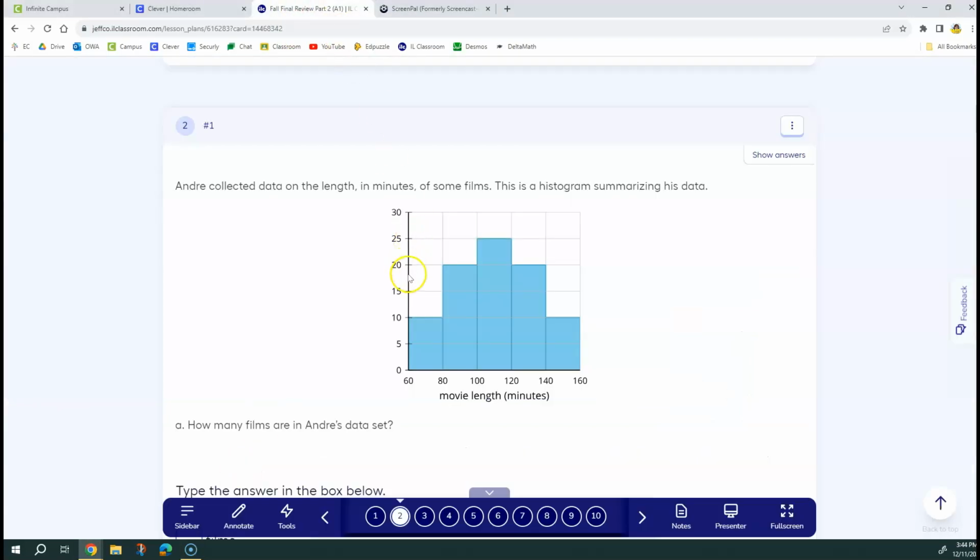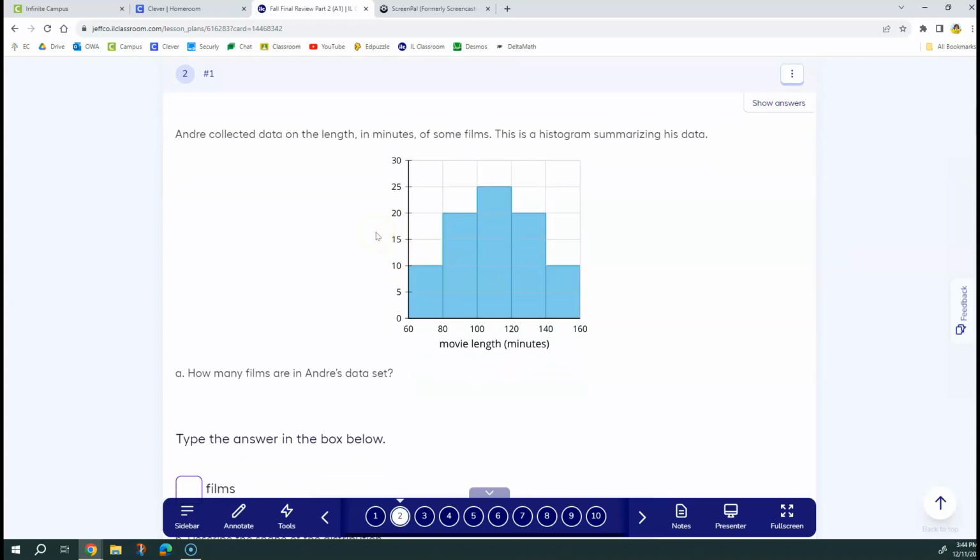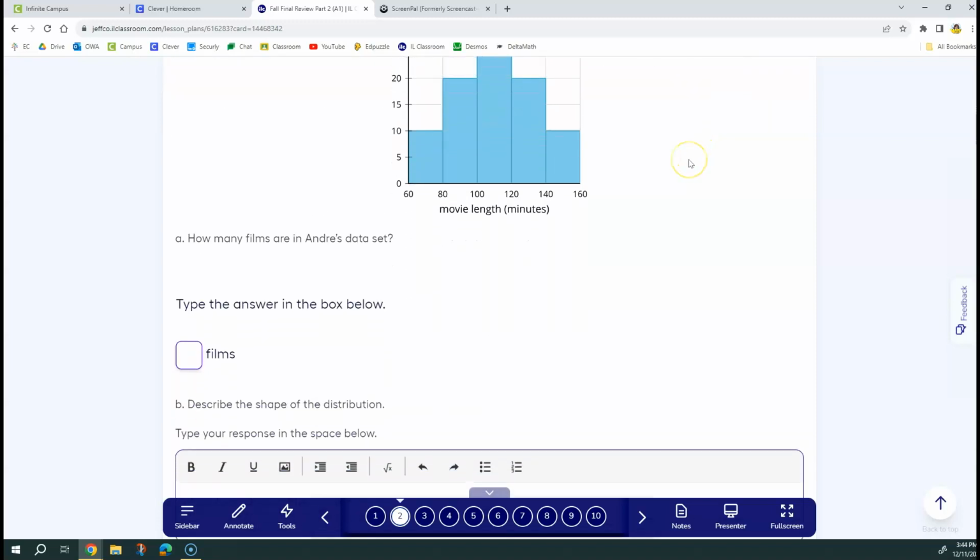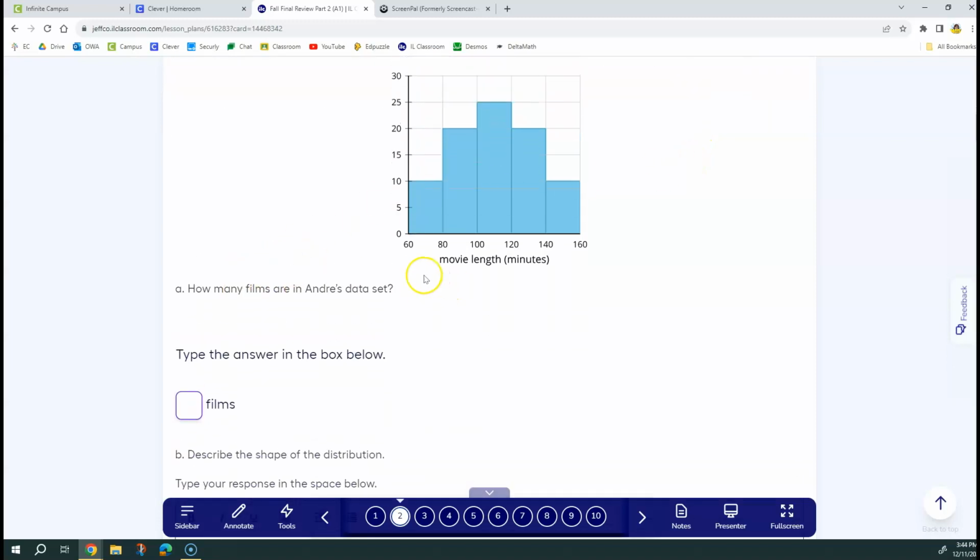All right, let's take a look at our fall final review part two. So this video is going to include instruction for problems 1, 2, and 3. Problem 1, Andre collected data on the length in minutes of some films. This is a histogram summarizing his data. So how many films are in Andre's data set?